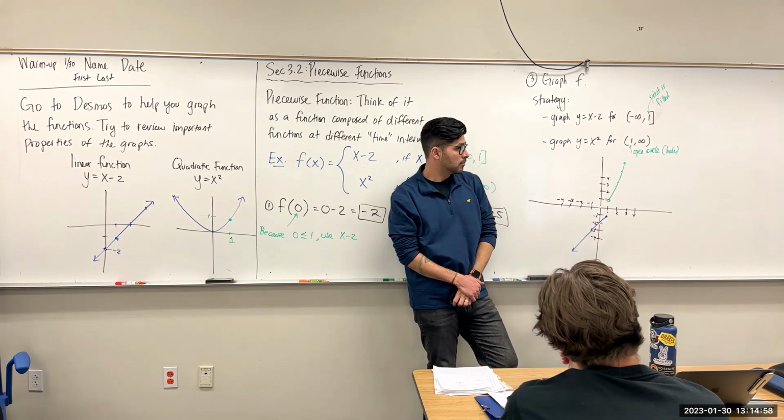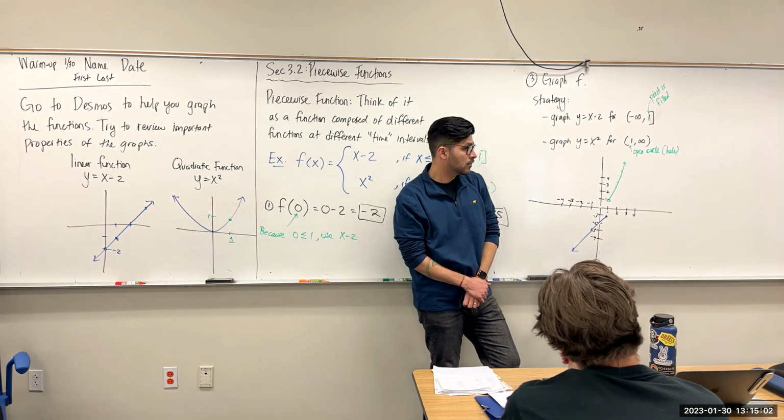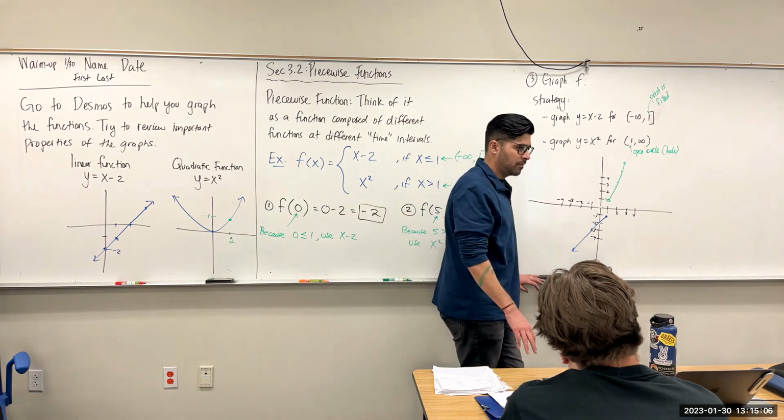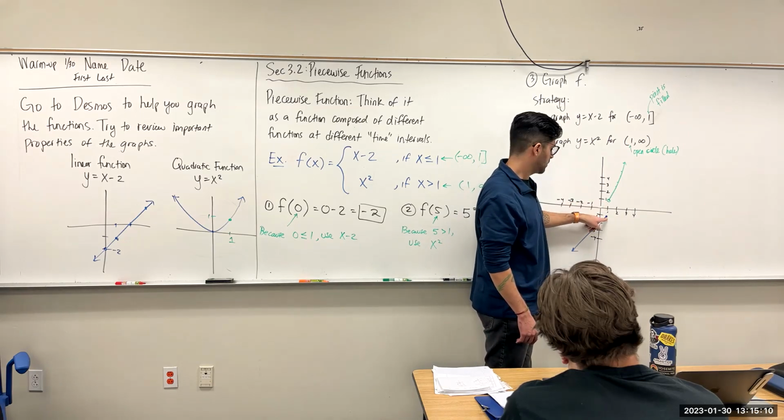So if the bottom blue line was a parabola, that would be a function because one is closed and one is open. Say that one more time. If the blue one was a parabola, then this would be a function because one's closed and one's open.